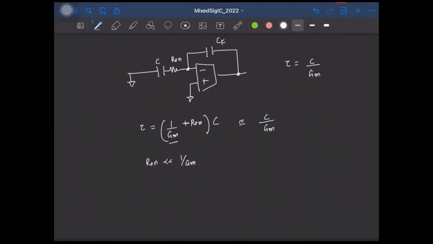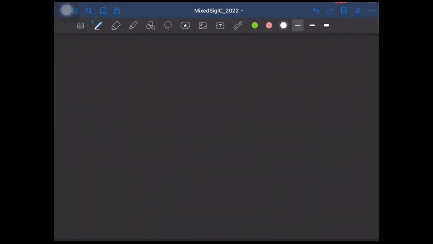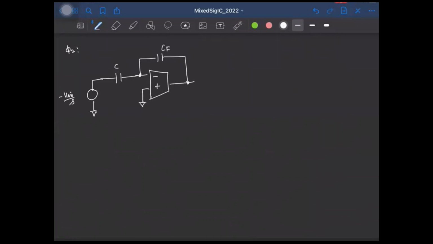Okay, so this is what we expect from our qualitative understanding. And we can also confirm it by doing a full-blown analysis using KCL. And for that, we'll draw the equivalent circuit during phi2 again, right? And the initial condition across the capacitor C, we'll represent it as a voltage source as usual. And this value will be minus Vin by s, right? And again, first we can ignore on resistance so that the analysis is simplified. So we have CF connected in feedback, right? So this is Vx and this is V0.